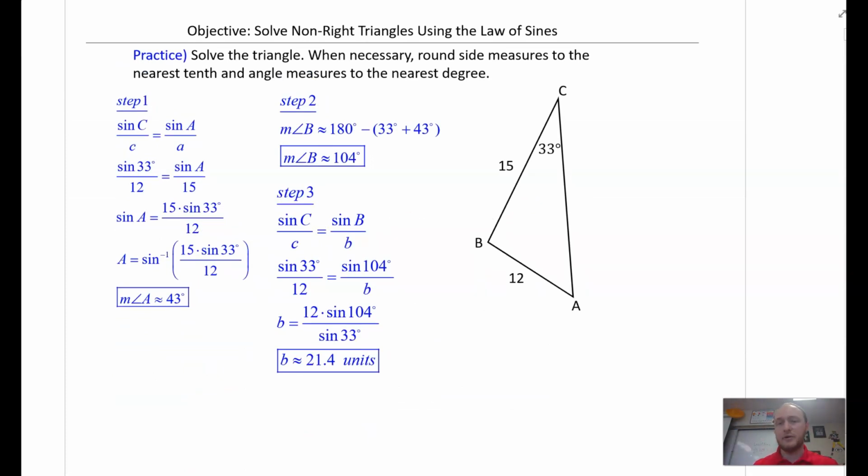Measurement of angle A, 43 degrees. Measurement of angle B, 104 degrees. And the measurement of side b is approximately 21.4 units. These problems all said units. If your problems use inches here, then make sure your units are appropriate, right? If you're talking millimeters, drop in millimeters. So something to be aware of. Okay. All right, remember, if I have corresponding information, if I have an angle and a side across from it in a non-right triangle, I can utilize law of sines.